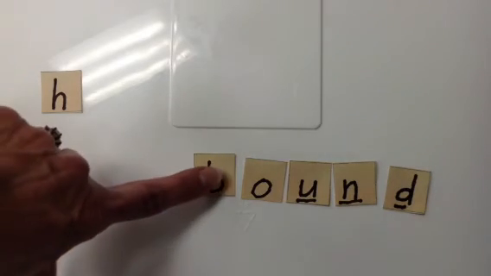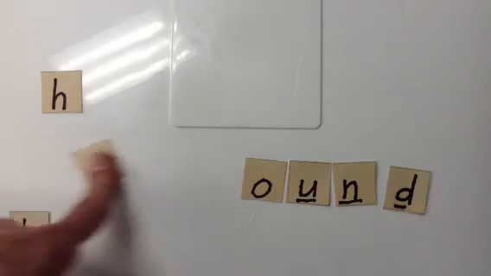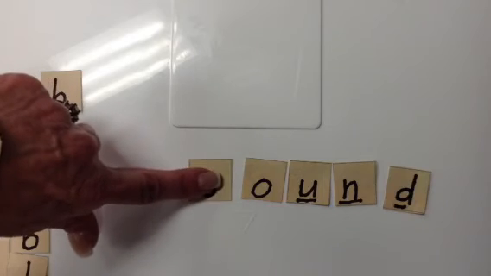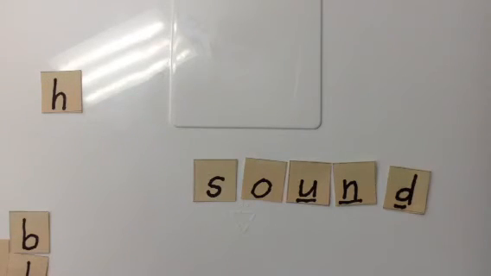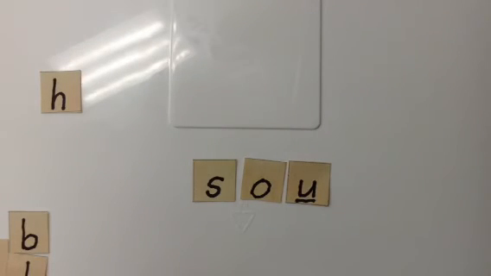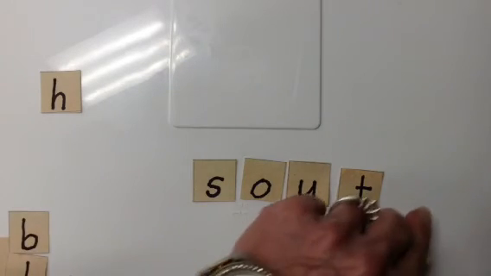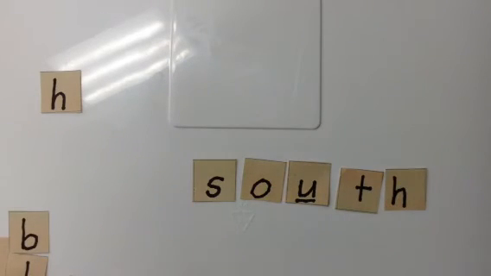Okay, this time I want you to take away the B, and instead of a B, we're going to put an S. Okay, and our new word is, you guessed it, the new word is sound. And what letters make the ow sound in sound? O-U is correct. Okay, now we're going to take away the N and the D from the end of the word, and we're going to put a T, and then we're going to put an H. What is our new word? S-O-U-T-H. If you said south, you are right again.